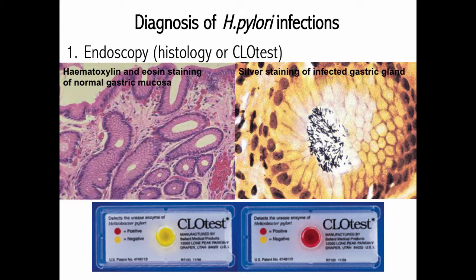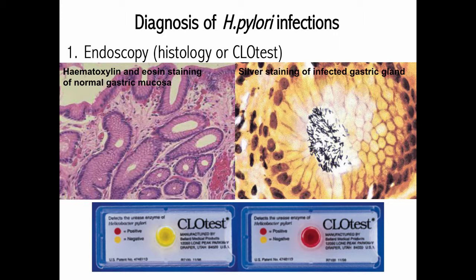Welcome to part 3. This is all about the diagnosis of pylori infections. So there are going to be 3 things to think about here: endoscopy, and then blood tests, and then carbon-14 breath tests. So 3 parts to this short presentation.